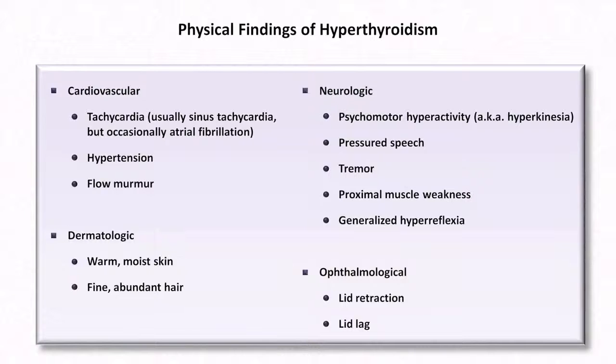Tremor and tachycardia are also relatively consistent findings whose absence would argue against the diagnosis. The findings which are most specific and which argue most in favor of a diagnosis of hyperthyroidism are lid retraction and lid lag.